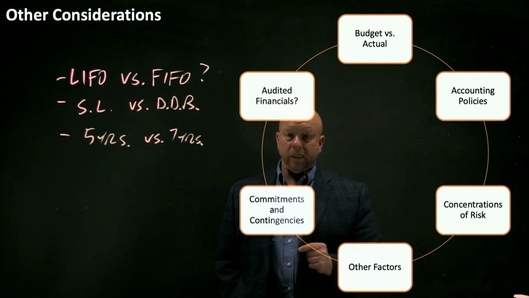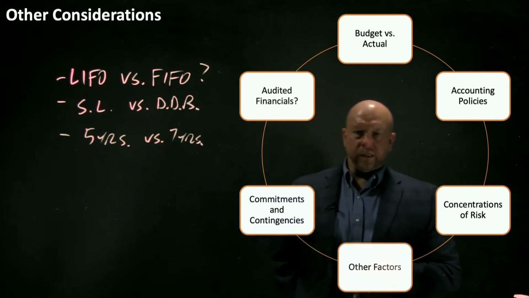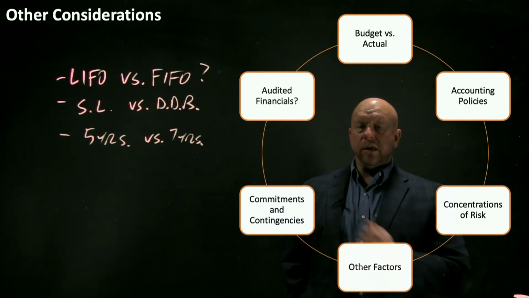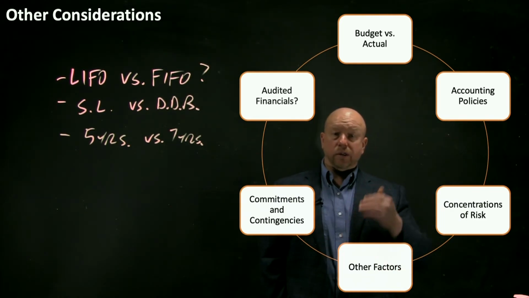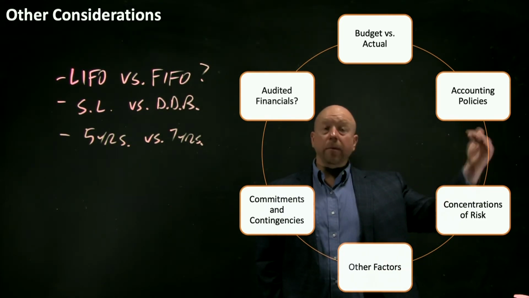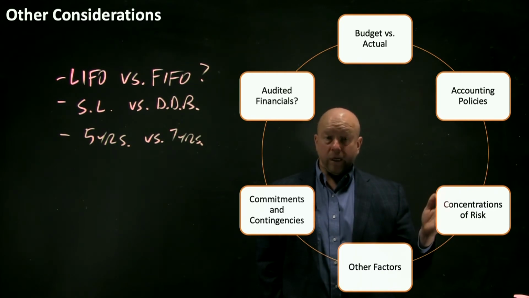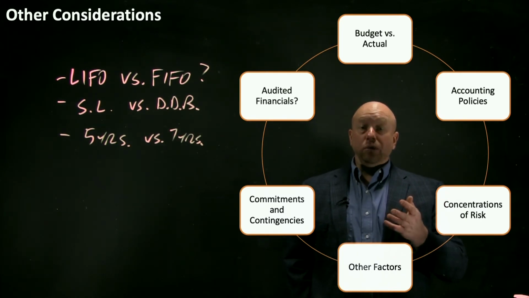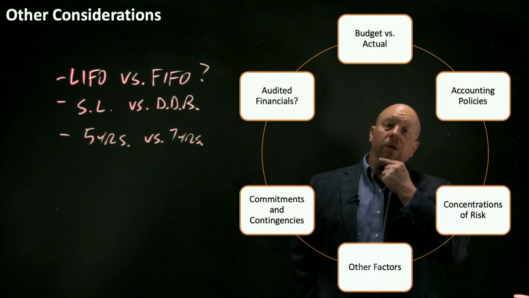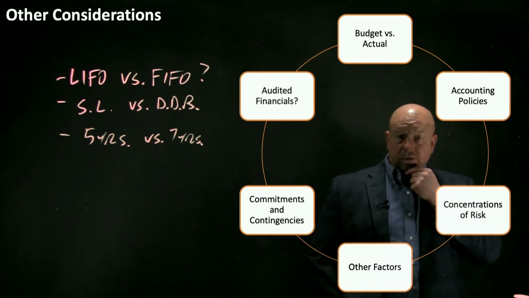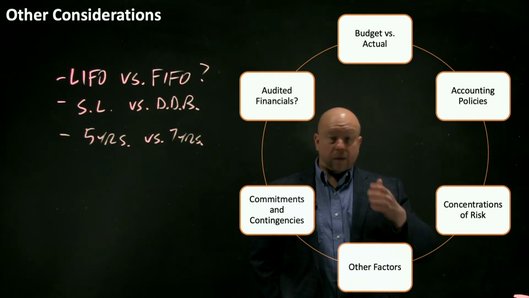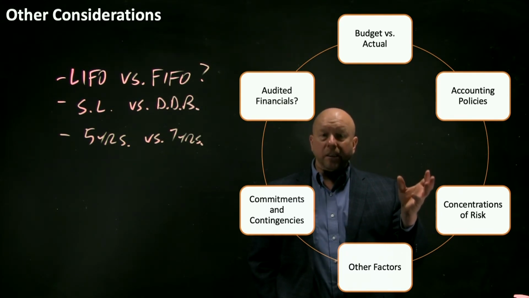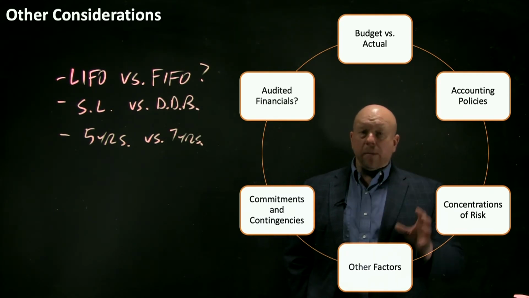Commitments and contingencies. What kind of skeletons are in the closet? Did we guarantee a loan from another company? Have we made a commitment to purchase a certain amount of raw materials at a certain price? Did we get sued? And what is the outcome of that lawsuit going to be? Is it probable? Is it remote? Is it likely, reasonably possible? How do we know about these things?